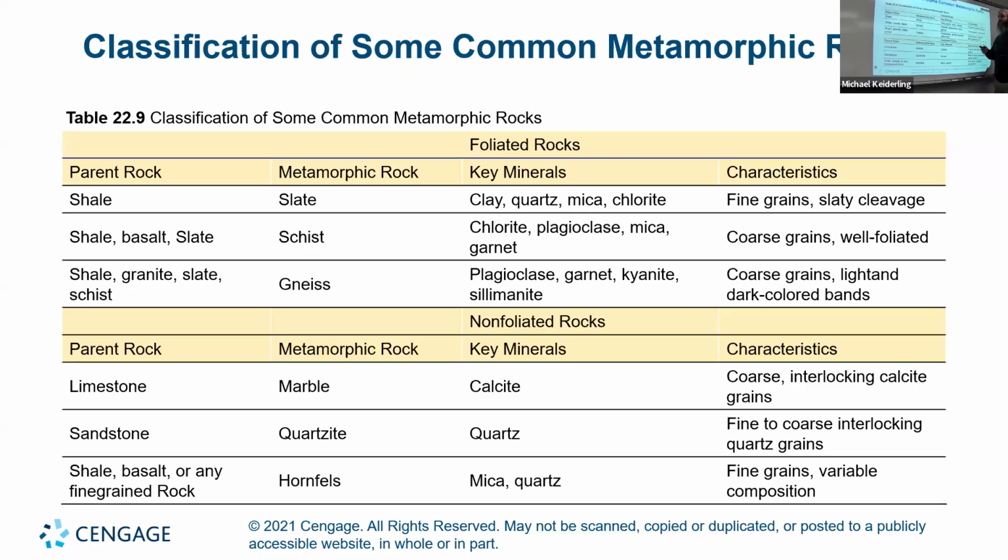Shale will turn into slate, which has clay, quartz, mica, and chlorite in it, with fine grains and slaty cleavage. Slate can turn into schist, and you go from clay, quartz, mica, and chlorite to chlorite, plagioclase, mica, and garnet. It has coarse grains and is well foliated. Shale, granite, slate, and schist can turn into gneiss, which will have plagioclase, garnet, kyanite, and sillimanite. It has coarse grains and light and dark colored bands. So that banded rock we had in rock identification was gneiss.